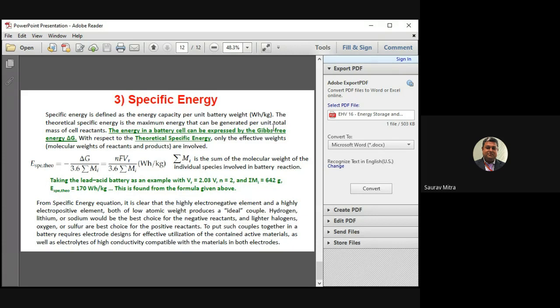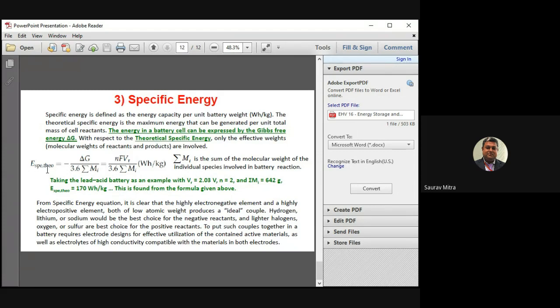So we have seen in the previous slides that Pb electrode, PbSO4, all these things are mainly reactants and electrolytes. But whenever you are calculating specific energy, you cannot say that I'm not going to consider the weight of casing and all those things. Whenever you're saying battery, it is a total thing. It's not only about the reactants or electrodes. Energy in a battery cell can be expressed by the Gibbs free energy delta G with respect to the theoretical specific energy, only the effective weights. So effective weight means reactant weight. Total battery weight includes certain things in the battery which do not take part in energy generation, but that also has to be considered when you are calculating the overall specific energy of the battery.